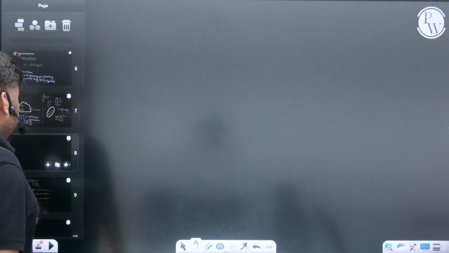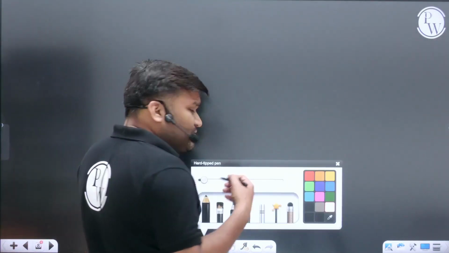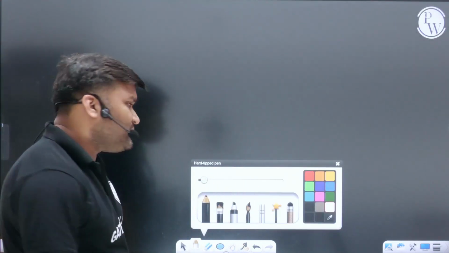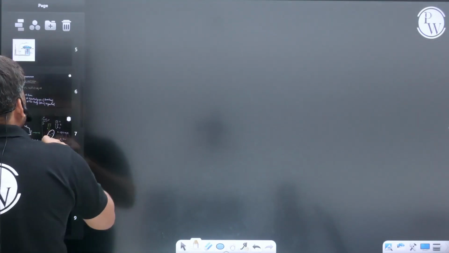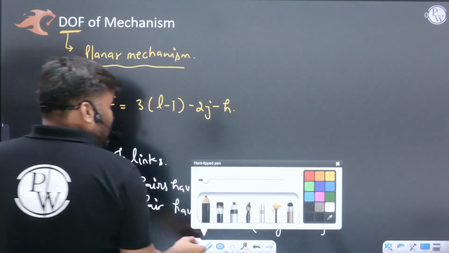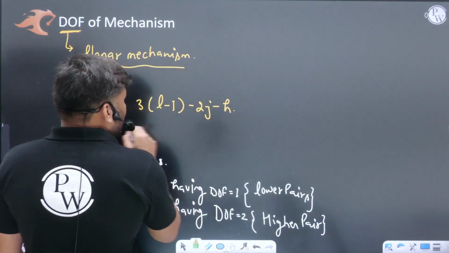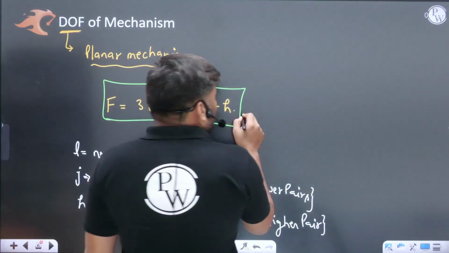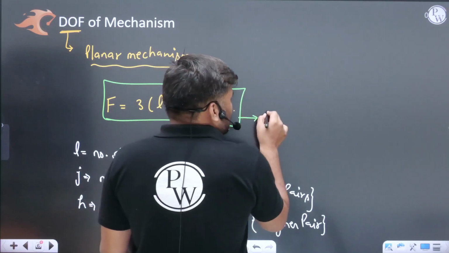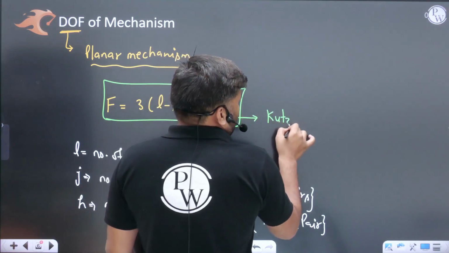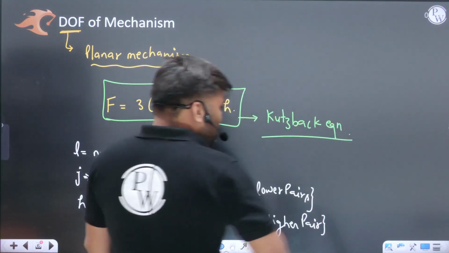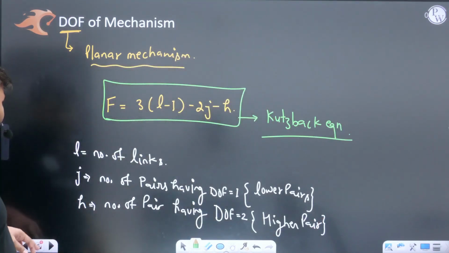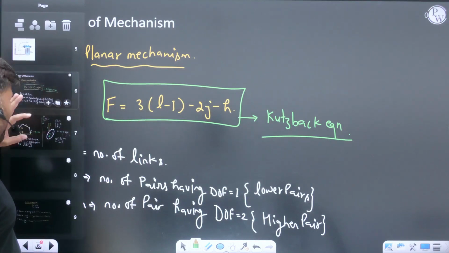Now, how do we calculate degree of freedom? Is everybody comfortable? The equation we have seen here, let me write down its name. This equation was given by Sir Kutzbach, as I have already mentioned, and that's why it is called the Kutzbach equation. Very important equation. This is used to calculate the degree of freedom of any mechanism.